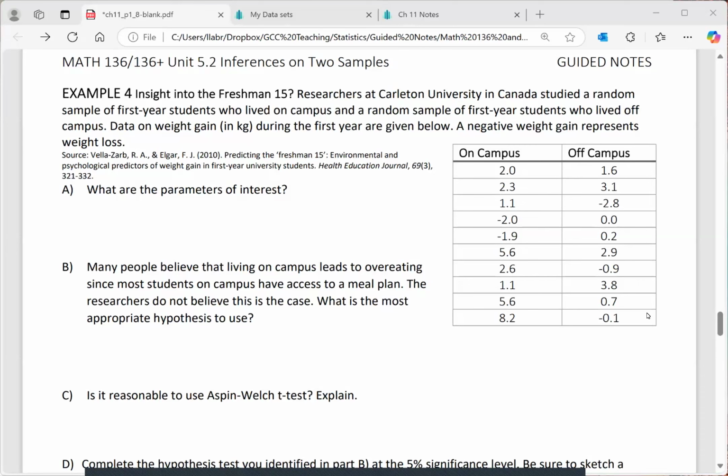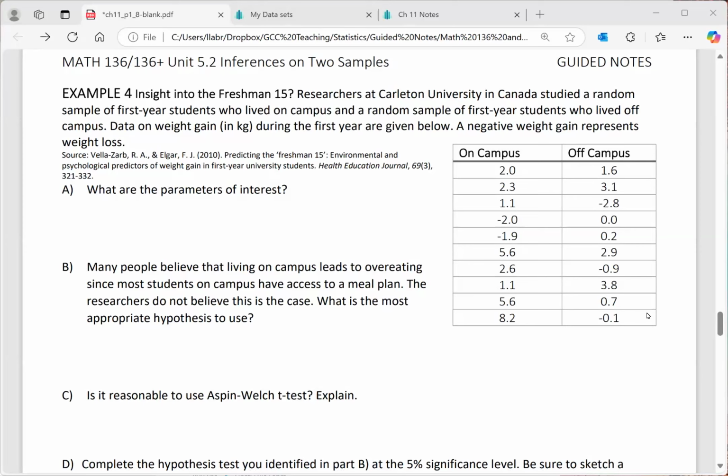Let's take a look at an example. So this example says, insight into the freshman 15. Researchers at Clareton University in Canada studied a random sample of first-year students who lived on campus and a random sample of first-year students who lived off campus. Data on weight gain in kilograms during the first year are given below. A negative weight gain represents weight loss.